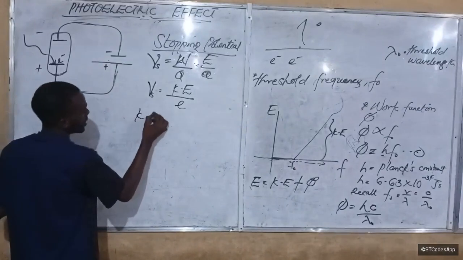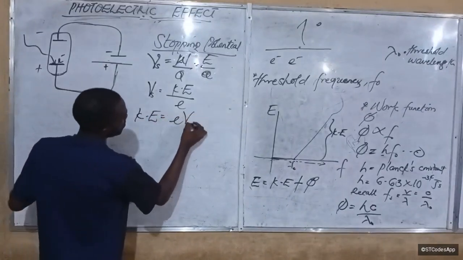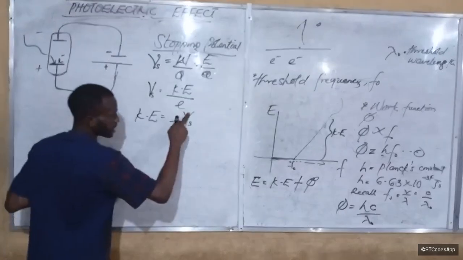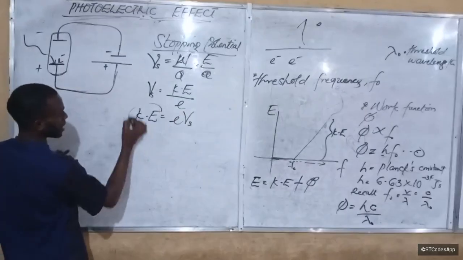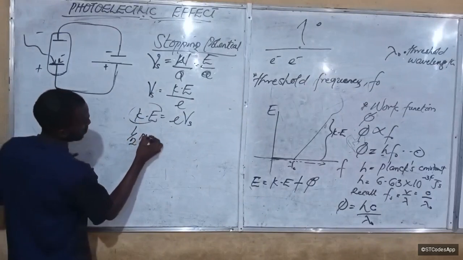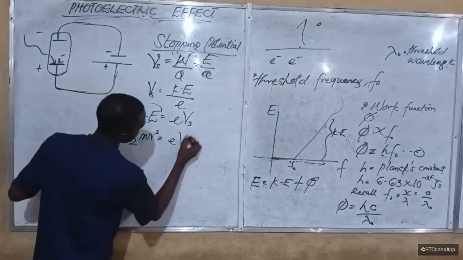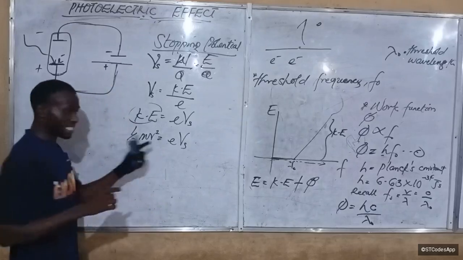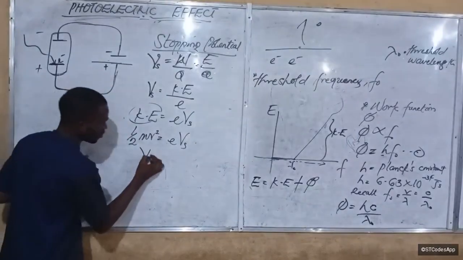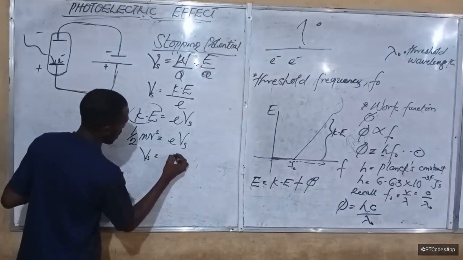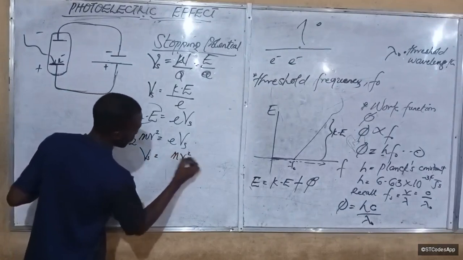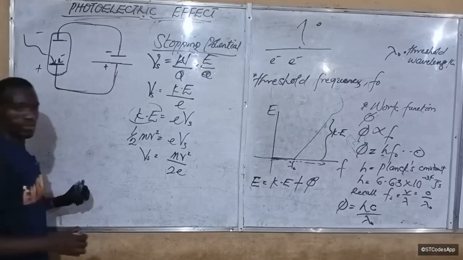If that makes sense, then by cross multiplying, KE is going to be eV sub S. Capital letter V because it's voltage. So remember that KE is half mv squared. This is equal to eV sub S. So in this case, the stopping potential V sub S is going to be mv squared over 2e.